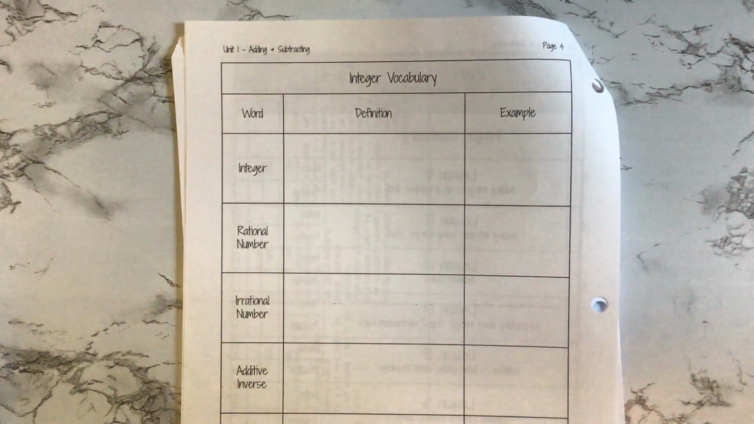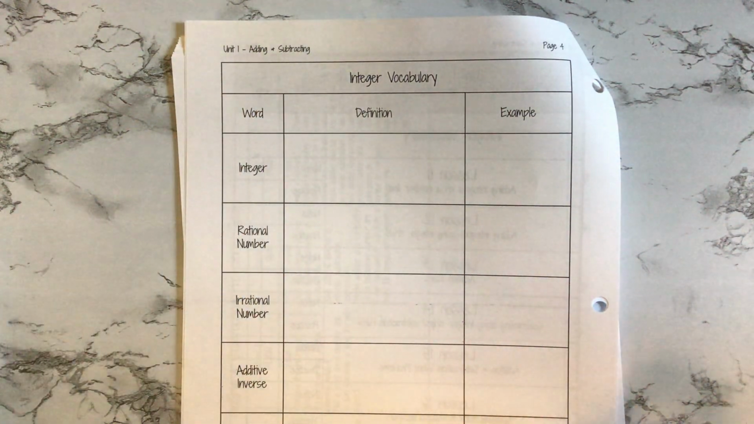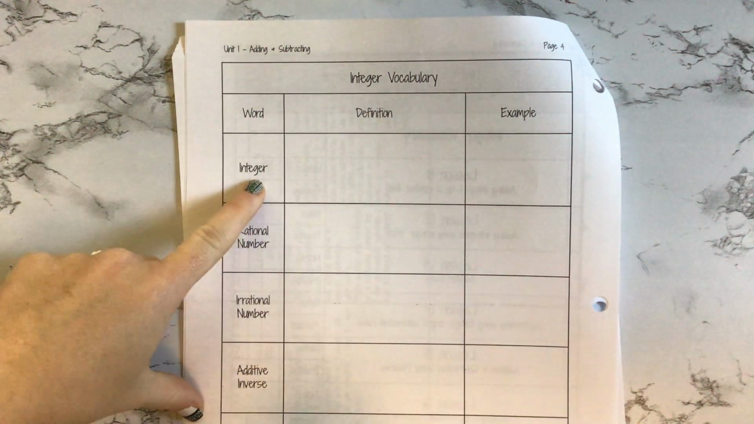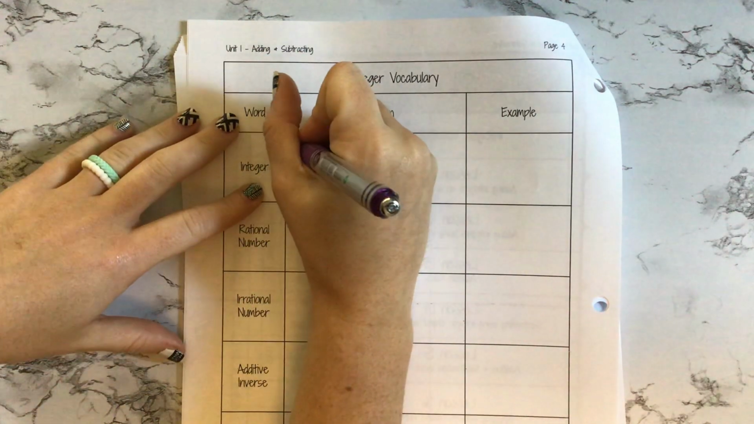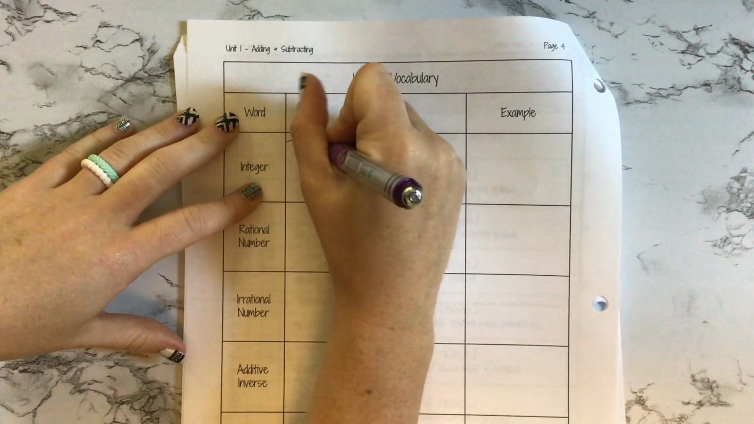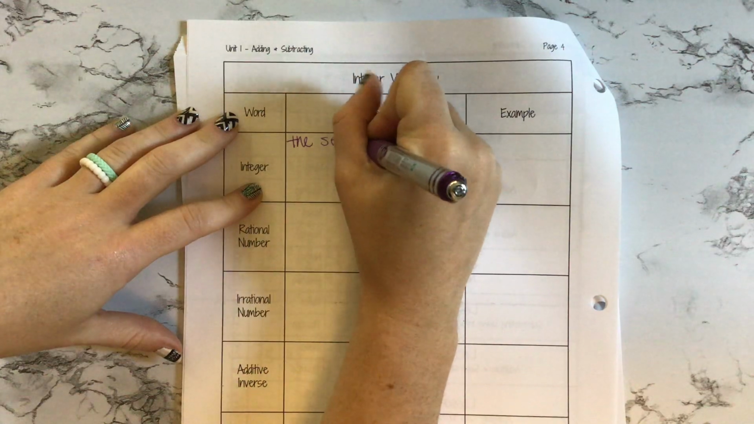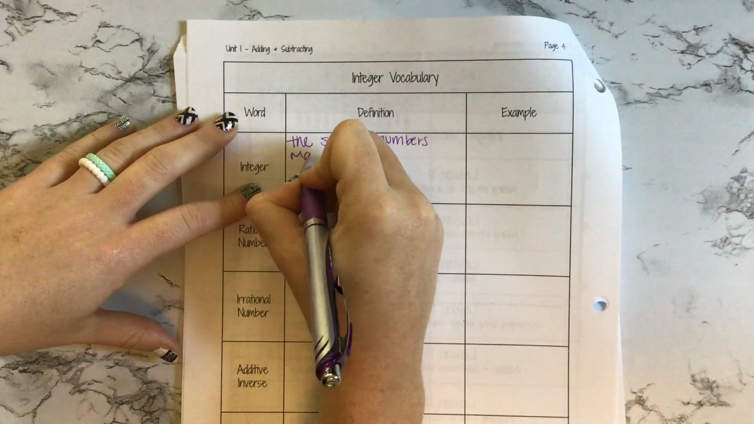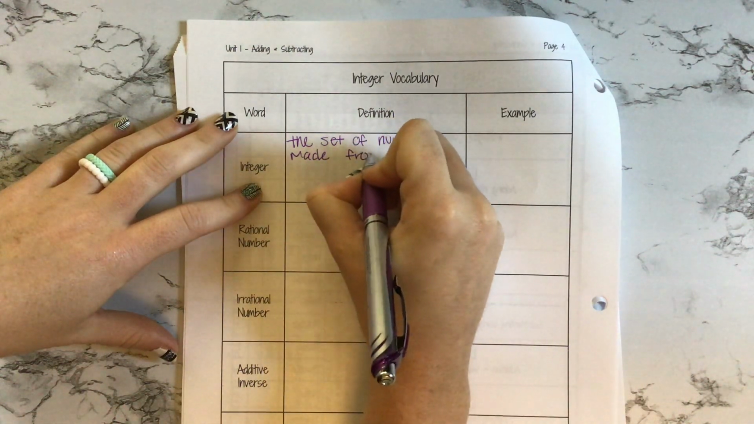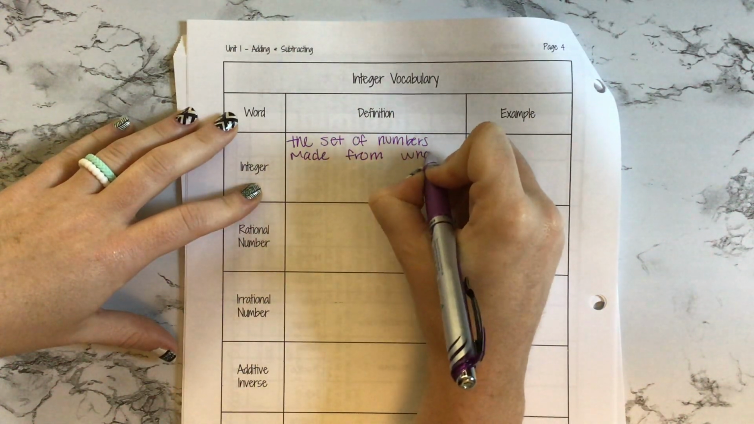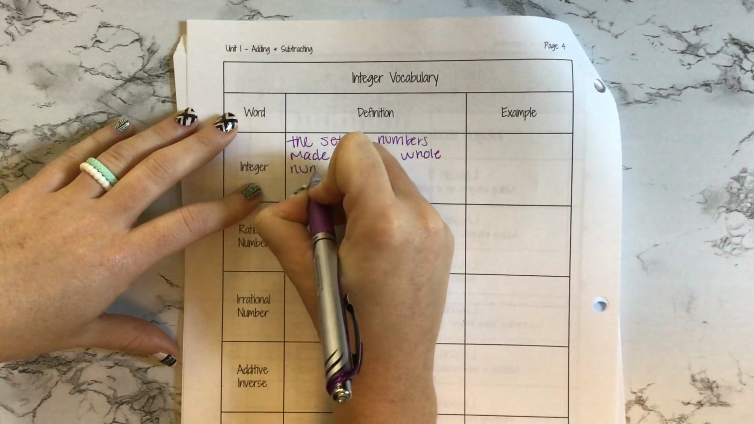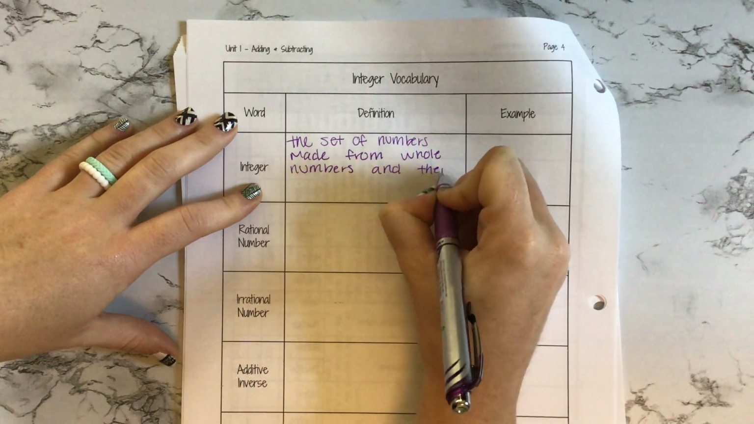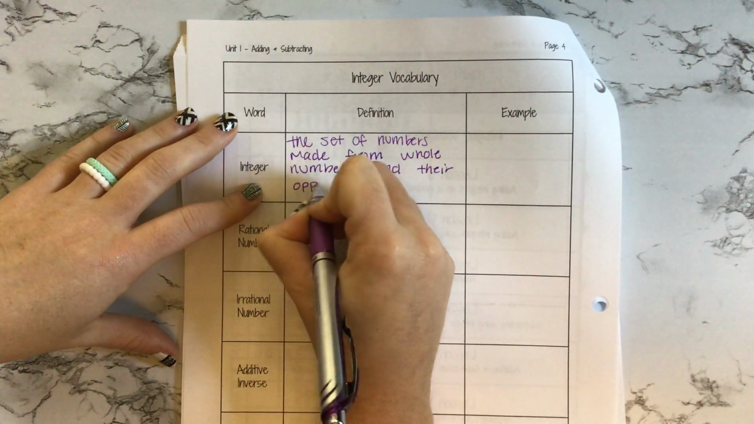All right. Before we start the notes, we're going to go over the vocab we need, and for today, it's just integer. So an integer is the set of numbers made from whole numbers and their opposites.